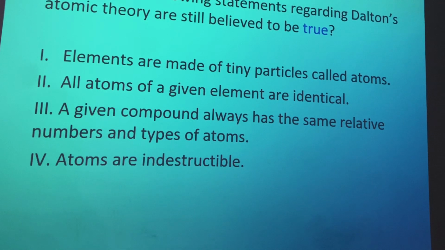A given compound always has the same numbers and types of atoms. So water is always going to be 2 hydrogens for 1 oxygen. True. That is a true statement. And what about the last one? Atoms are indestructible. False. That's true most of the time, but when is it not true? Nuclear reaction. During a nuclear reaction. Or if we have like a collider. And I'll talk about that in the next little chapter that we're going to go over.